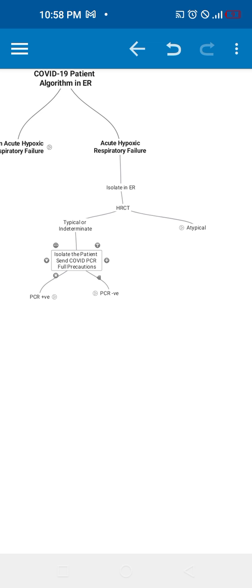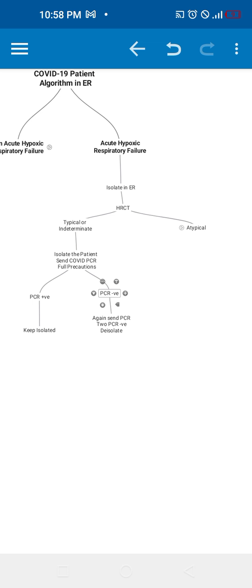And we have to wait for the COVID PCR result, and the result may be positive or negative. If the result is positive, then we continue the isolation. If the PCR is negative, then we have to send PCR again, and when two consecutive PCRs are negative, then we will de-isolate the patient. So now come back to the HRCT finding.